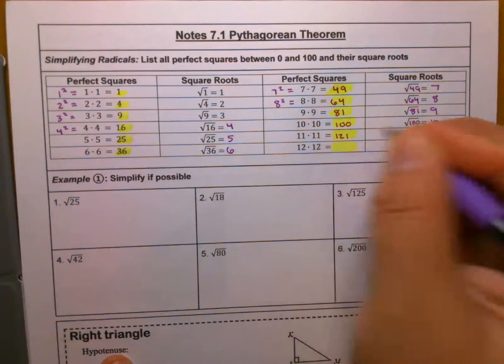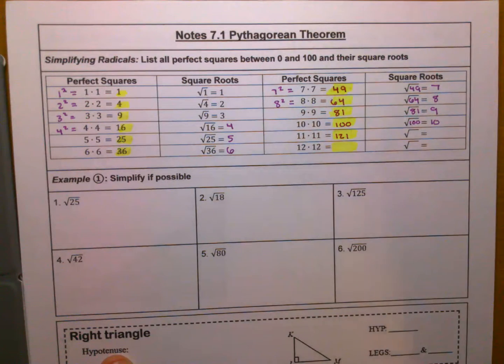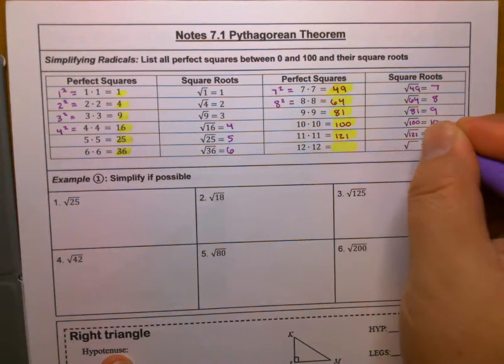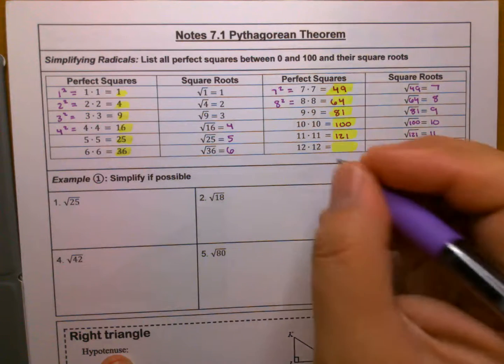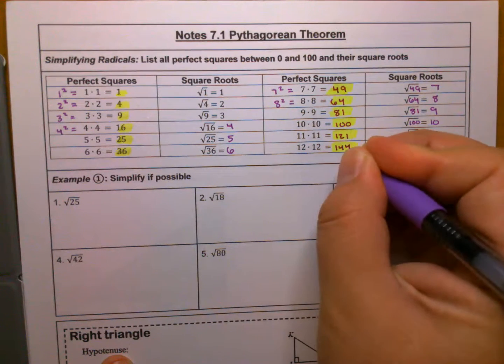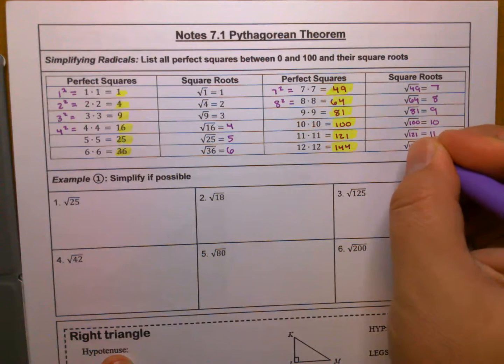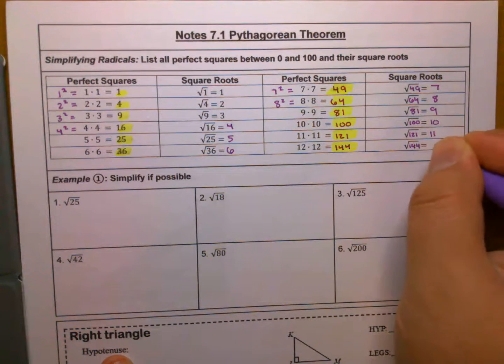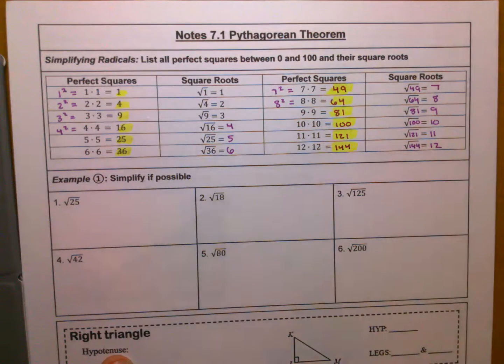Here's a 121 for 11 times 11, or 11 squared. And 121, the square root of 121 would just be the single 11. And finally, the 12 times 12 is 144, aka 12 squared. But when I bring in a 144 in here, the square root of that is that 12 coming back out.